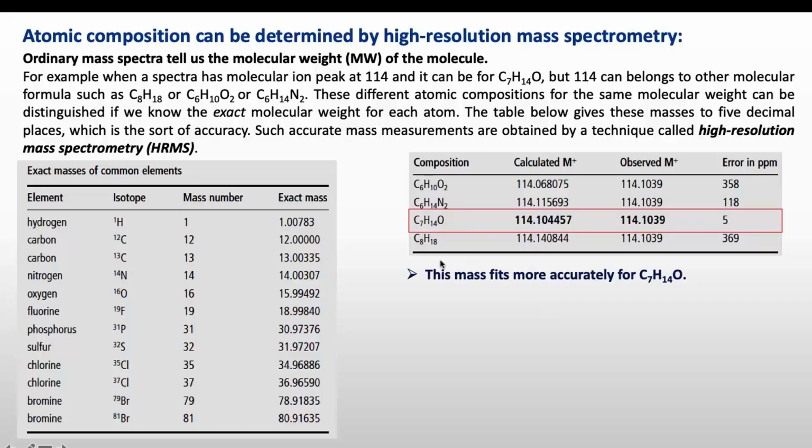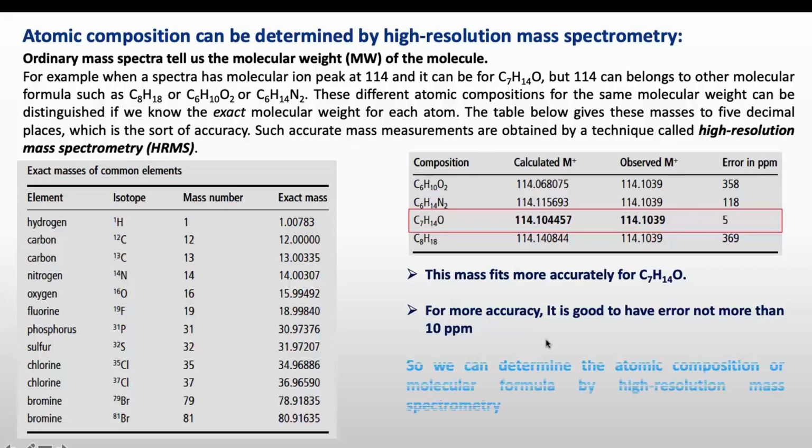In this example, this mass fits more accurately for C7H14O, and for more accuracy it is good to have an error of not more than 10 ppm. In this case we have an error of only 5 ppm, which means this is closer to this molecular formula. This other one is higher than 10 ppm, so it will not be accurate if we take this molecular formula for this observed mass from the mass spectrometer. So we can determine the atomic composition or molecular formula by high resolution mass spectrometry in addition to the molecular weight of the molecules.